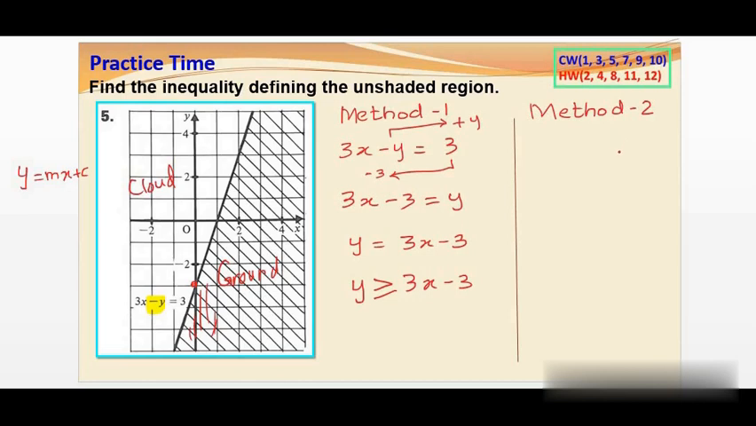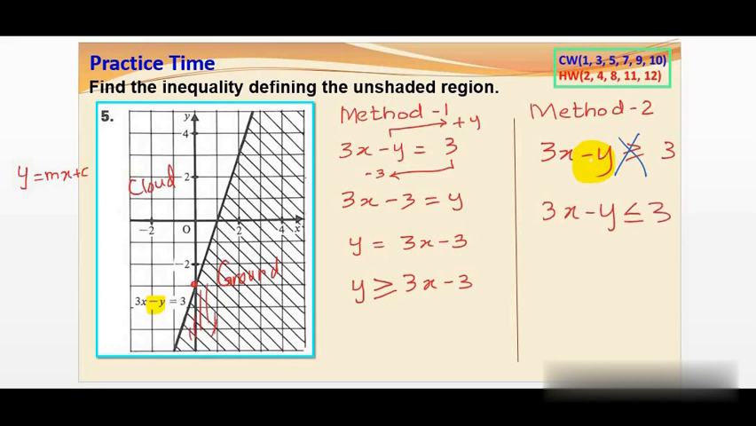Okay, what is the second method? The second method is to write the inequality normally. 3x minus y, as you were writing in the previous questions, is greater than or equal to 3. But because of this negative sign, we will cross this inequality and we will flip it. So it will become 3x minus y less than or equal to 3.